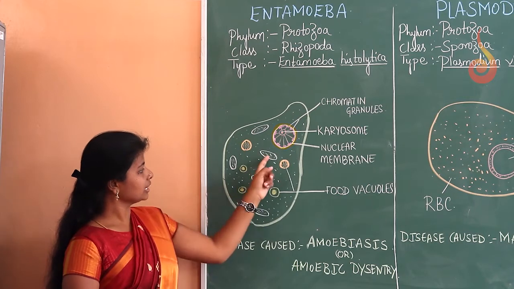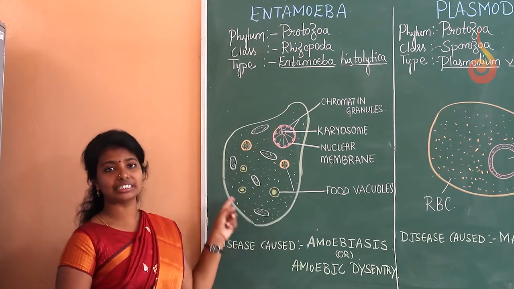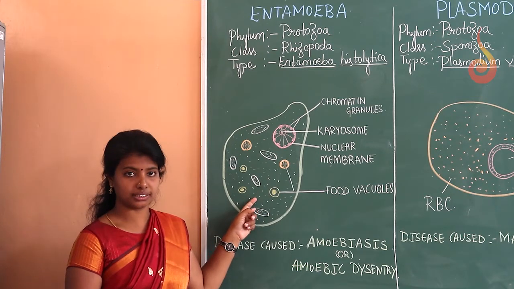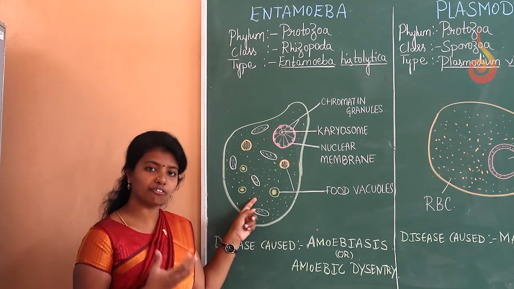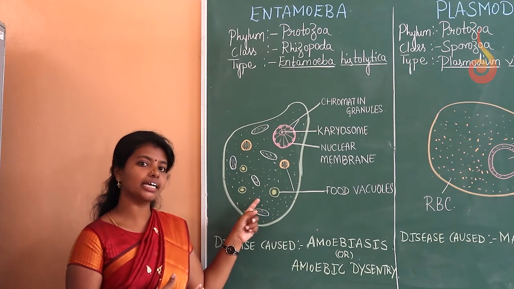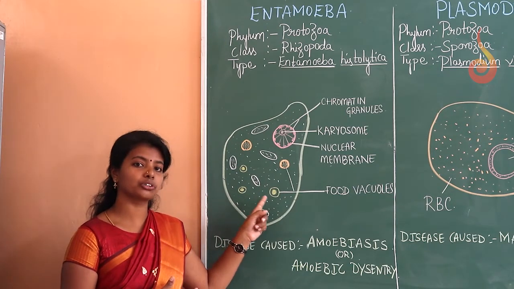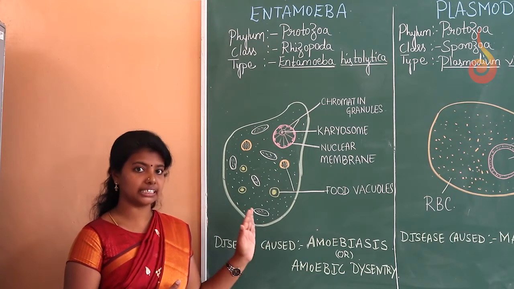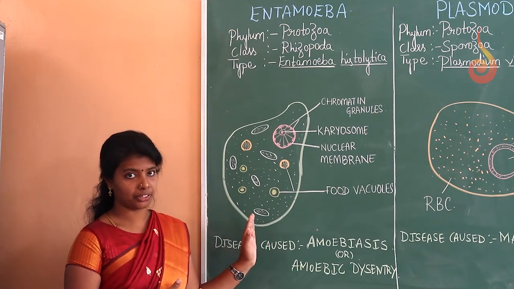Then here we are observing many granulated structures. These are food vacuoles. There are a large number of food vacuoles present inside the Entamoeba at its trophozoite stage. And there are no contractile vacuoles present in the Entamoeba.